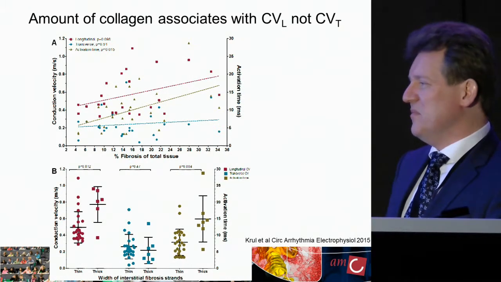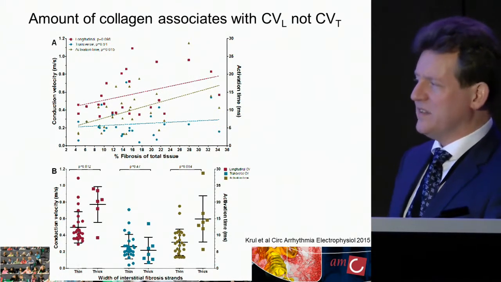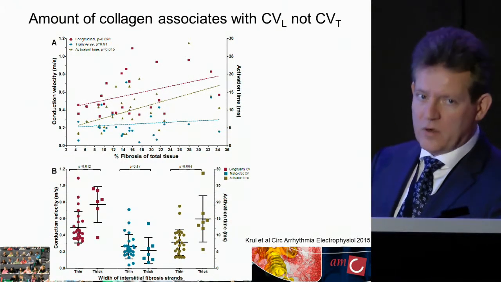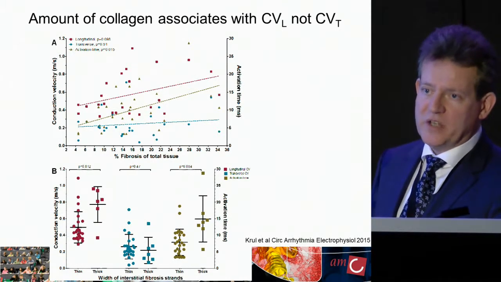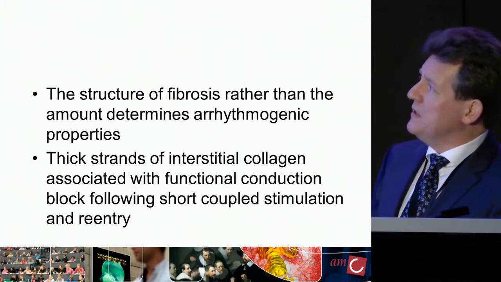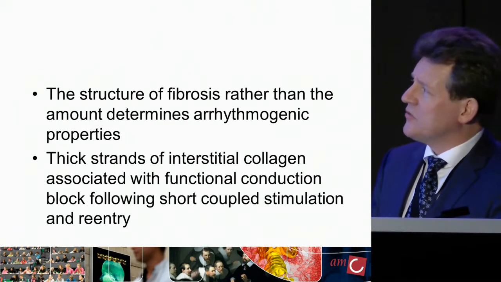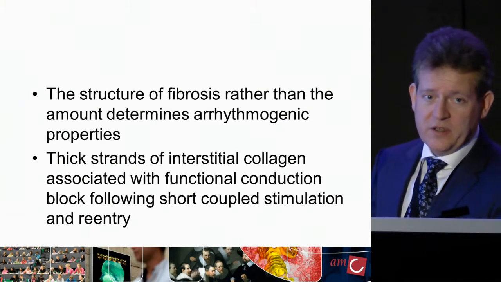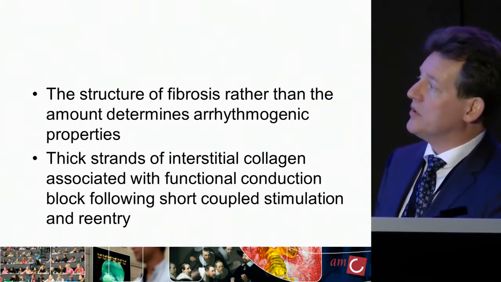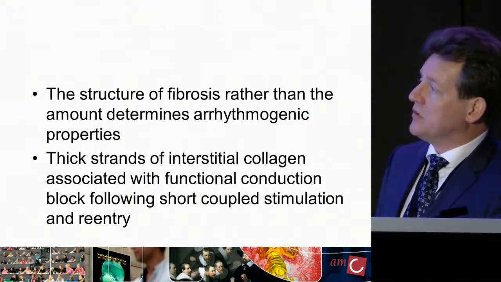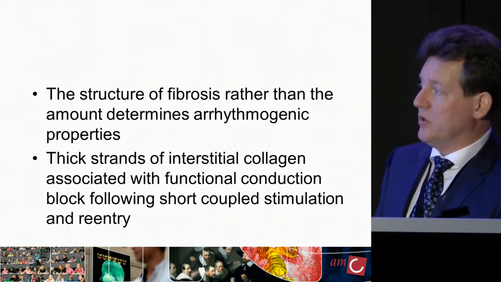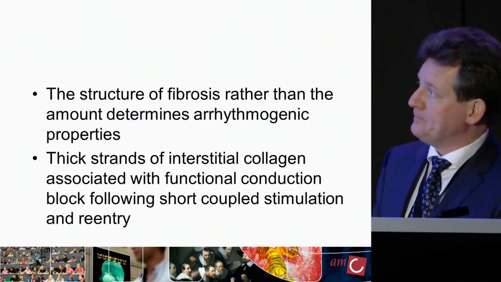Also in activation time, there was a difference, but that's hard to translate to a direct mechanism, let me put it that way. But it takes longer to activate the left atrium in patients that have thick strands of fibrosis. So we concluded that the structure of fibrosis, and that is in line with what you say, rather than the amount determines the arrhythmogenic properties, and that thick strands of interstitial collagen are associated with functional conduction block following short-coupled stimulation and reentry.